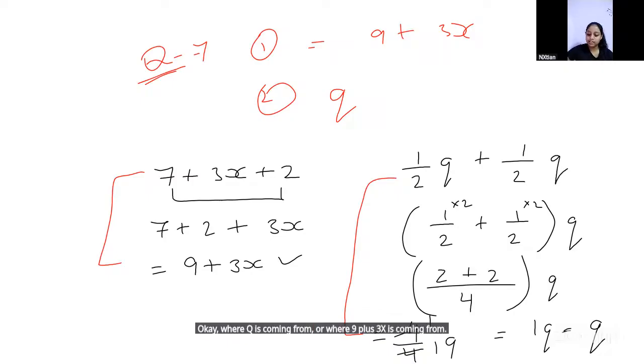At least write this: 7 plus 3x plus 2, then you do 7 plus 2 plus 3x gives 9. 7 plus 2 gives 9, and 3x as it is. So that's why 9 plus 3x.